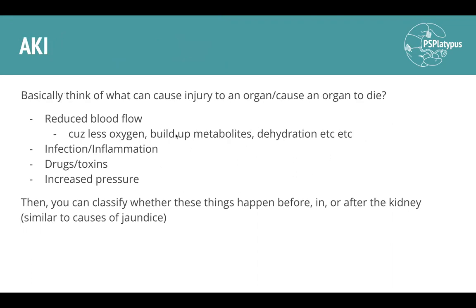So in AKI, you basically want to think of what can cause injury to an organ, right? There's a bunch of different things. One is reduced blood flow. You get less oxygen, buildup of metabolites, less venous drainage, et cetera, and the organ eventually dies. You have infection or inflammation. Drugs and toxins can also cause an organ to get damaged, and increased pressure. So then you can classify whether these things happen before, in, or after the kidney.